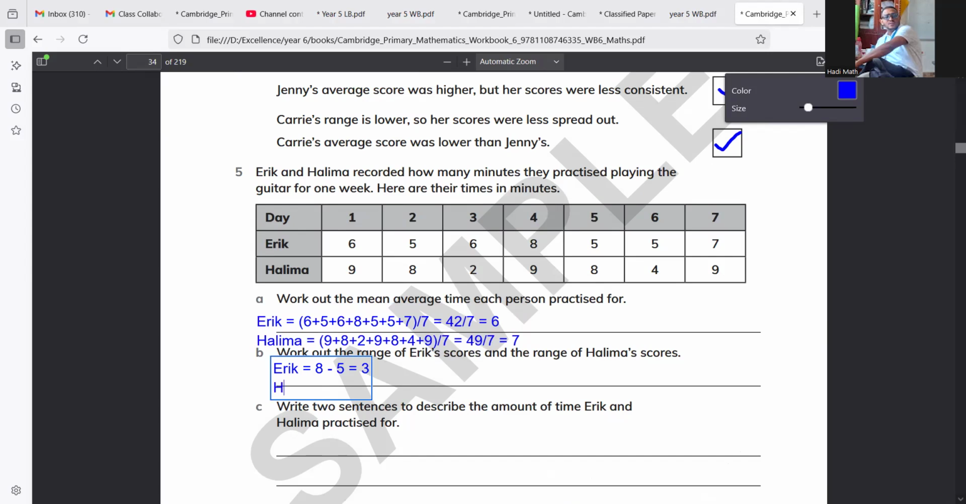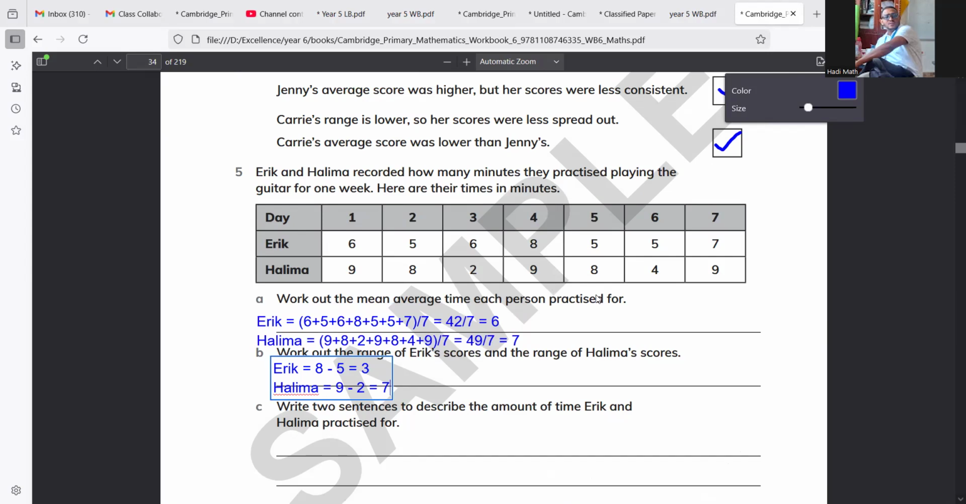Then you go to Halima, and you do the same thing. The highest score she got is 9, minus the lowest score she got, which is, I think, 2. Yes. And 9 minus 2 is equal to 7.